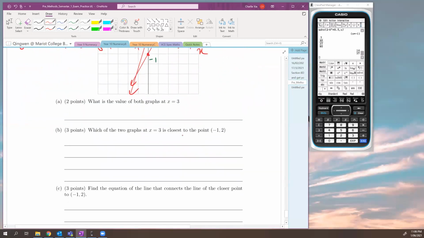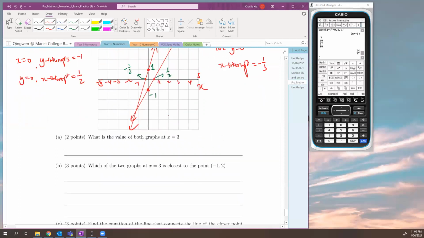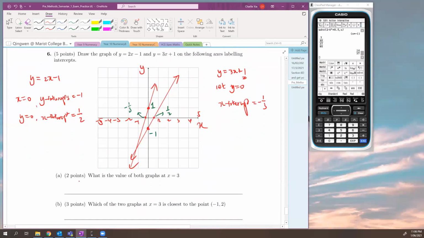All right. Next one. What is the value of both graphs at x is equal to 3? So graph 1, 2x minus 1, at x is equal to 3. Our first y is equal to 2 times 3 minus 1, which is 6 minus 1, 5. And our second y is 3 times 3 plus 1, which is 10. Okay.